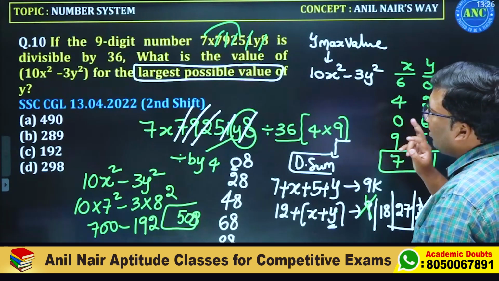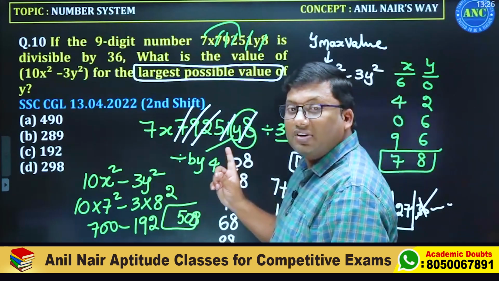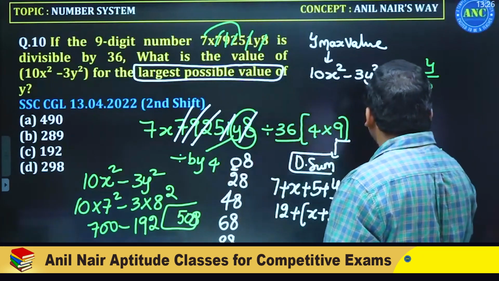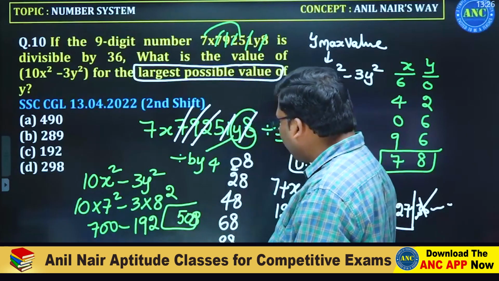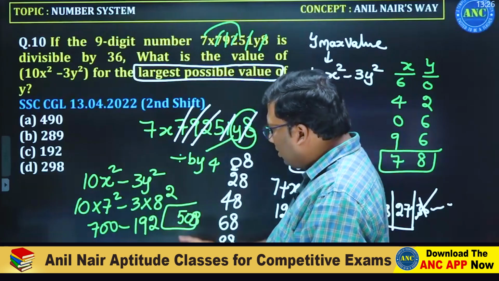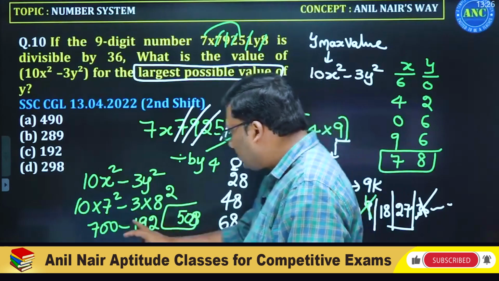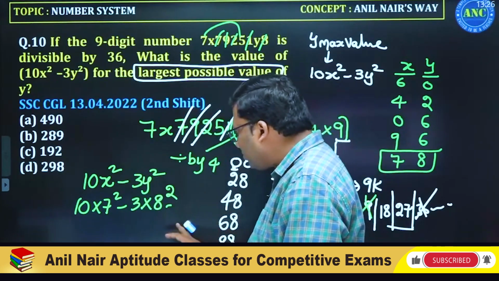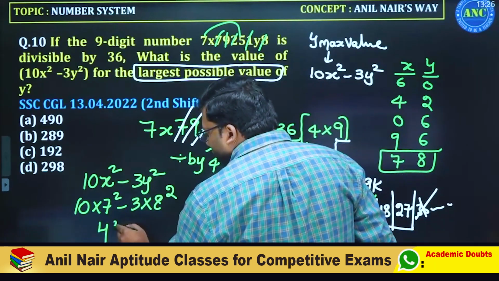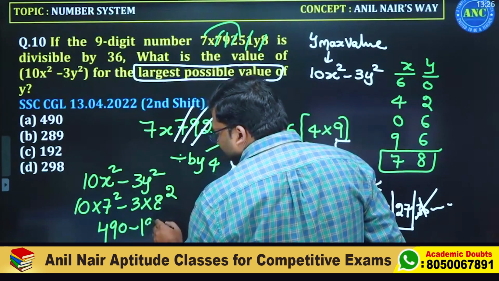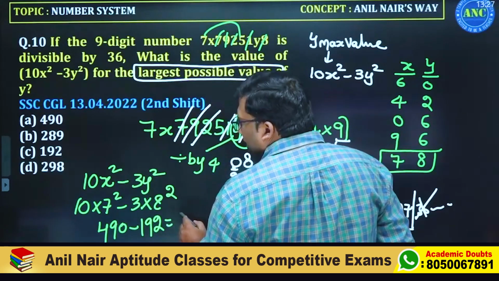So what is the value of 10x square minus 3y square? 10 into 7 square minus 3 into 8 square. 64 3s are 192. Sorry, here it is a calculation mistake. 7 square is 49. 49 into 10 is 490, minus 192. So here it will be, how much is it?